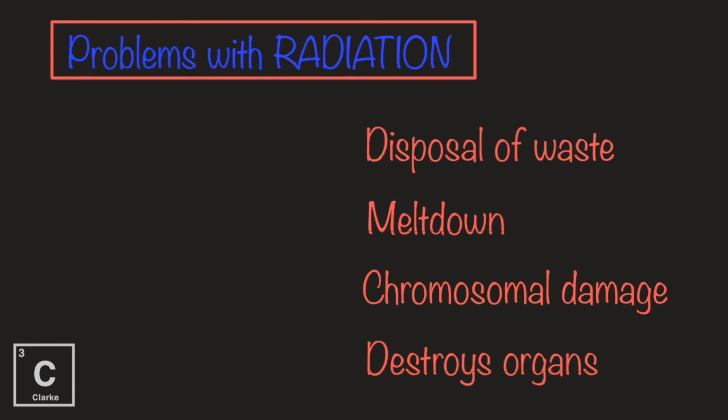Skin cells replicate fast. Cells in your thyroid replicate really fast. Red blood cells, your eye cells, liver, all of these types of cells that reproduce quickly, if they get too much radiation, it kind of messes up their ability to reproduce correctly, and they go crazy and reproduce like crazy, and then that's how you get a tumor. So we do not want chromosomal damage or organ damage, and that is a problem with radiation.